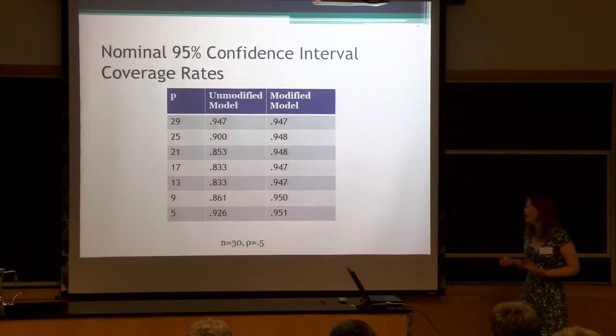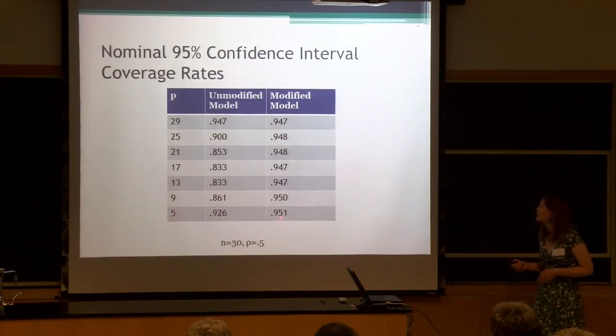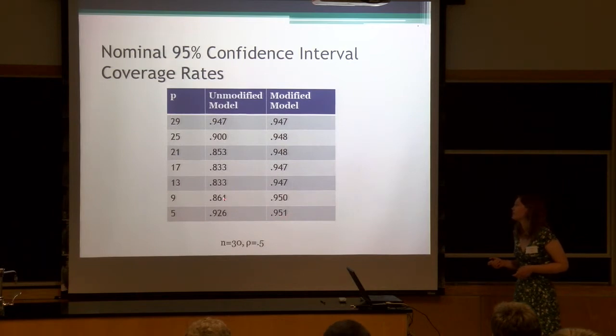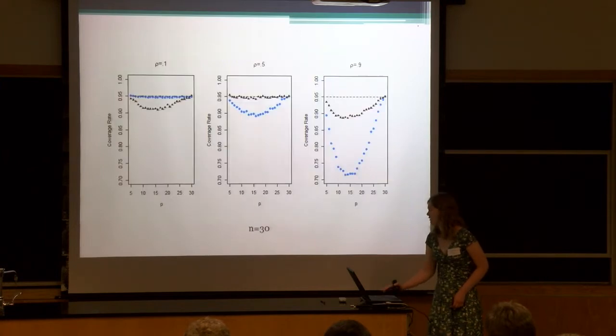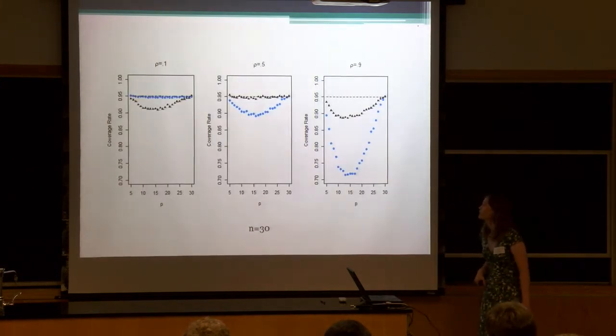So when we used our modified model, things looked a lot better. That 86.1% confidence interval changed to a 95% confidence interval. That 85.3% confidence interval changed to a 94.8% confidence interval. Again, it's not true across the board though.